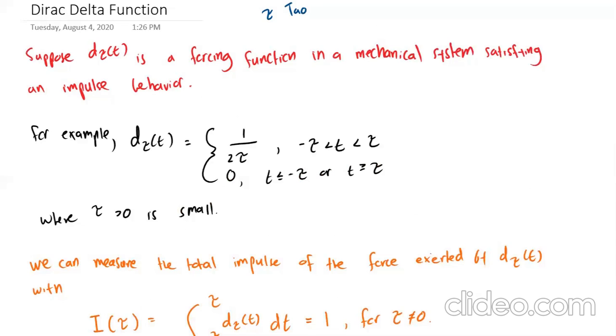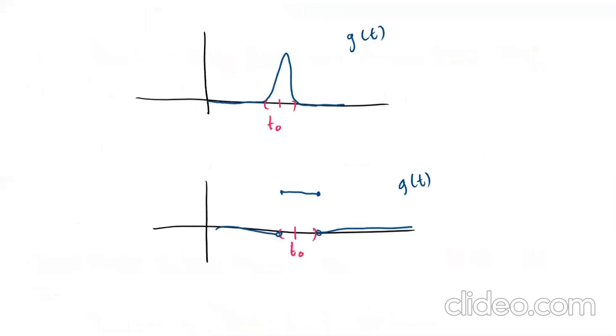So here I give you an example of one such function, right? d sub tau of t being equal to the constant 1 over 2 tau on the interval negative tau to tau, and 0 everywhere else, where tau is small. Okay. So again, let me graph this real quick. This looks very similar to the other picture. However, this is centered at 0. So the impulse is not happening at t equals 0, but it's centered around t equals 0, just like in the previous examples, they were centered around t naught.